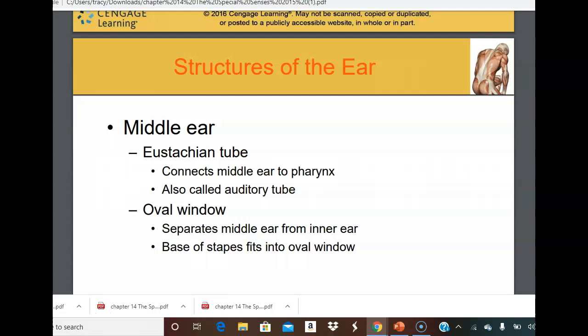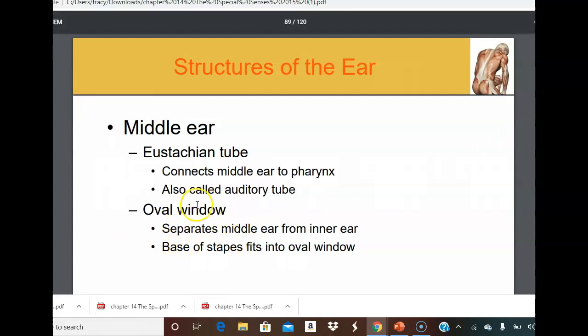There's also a special tube within the middle ear called the eustachian tube. The eustachian tube connects the middle ear to basically the nose and throat. You'll see it called the auditory tube. However, that could get a little confusing, so the eustachian tube is generally used more often than the auditory tube. Don't get the eustachian tube mixed up with the external auditory canal, and I'll show you that in the picture in just a minute.